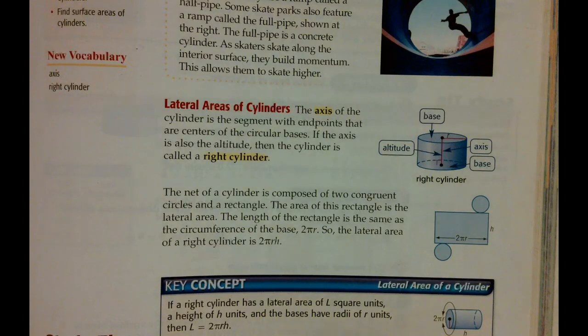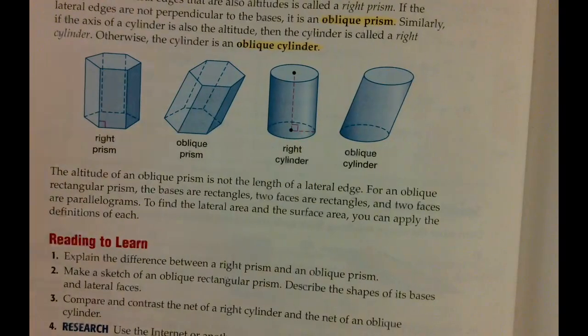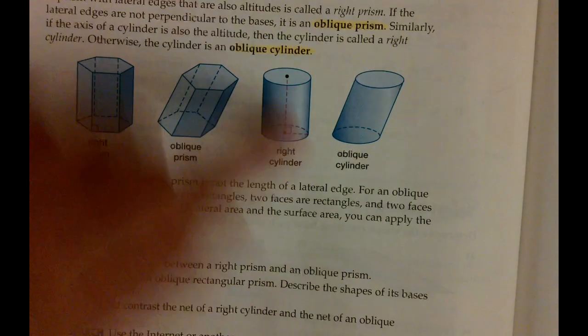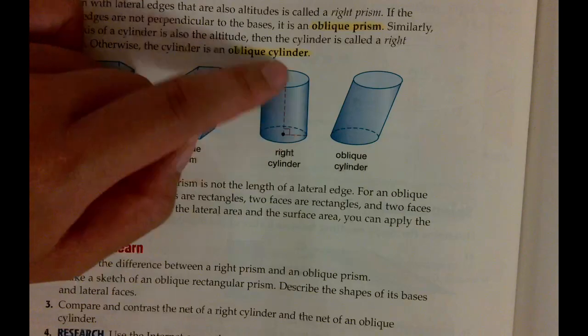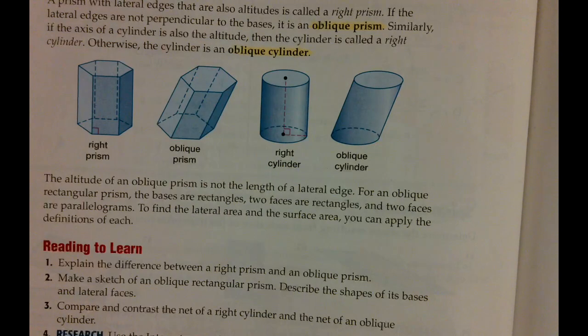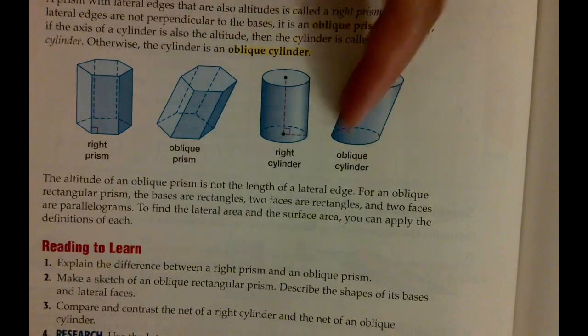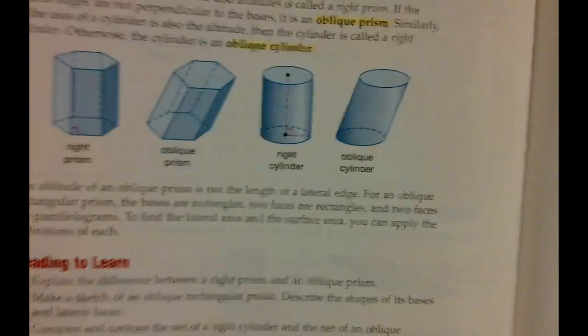Okay. So again, we can have oblique cylinders. If you look at the page before, it has examples of oblique prisms and oblique cylinders. Okay. But note here, because this axis is also the height, that's why it's a right cylinder, versus the axis for the oblique cylinder is slanted here, and therefore it cannot be the height. Okay.